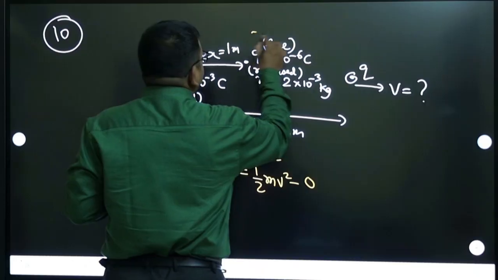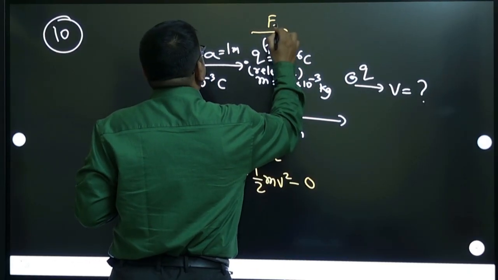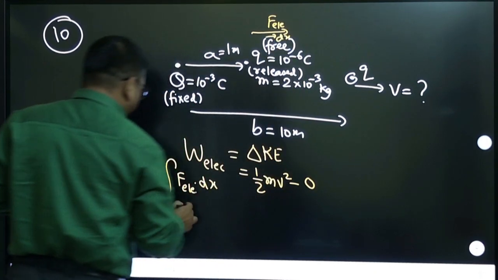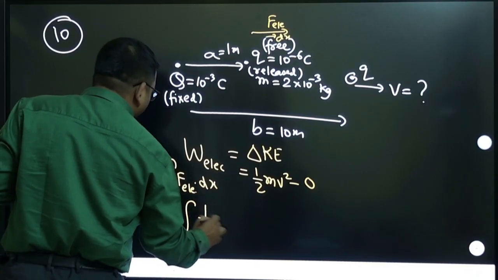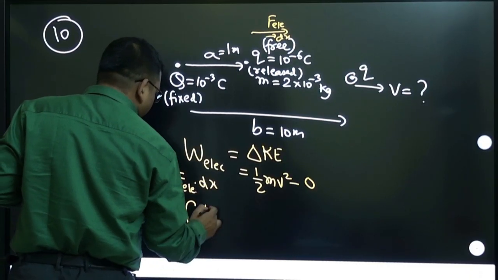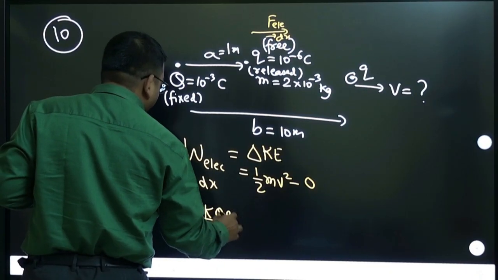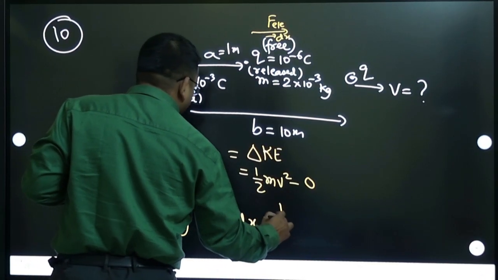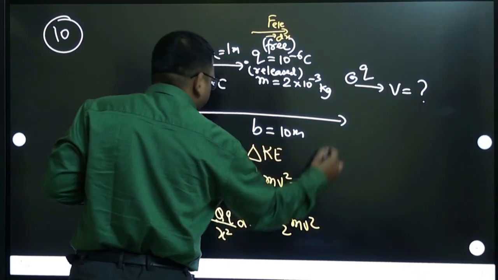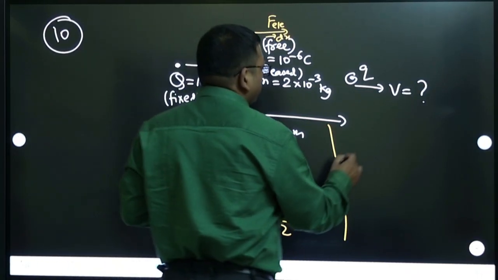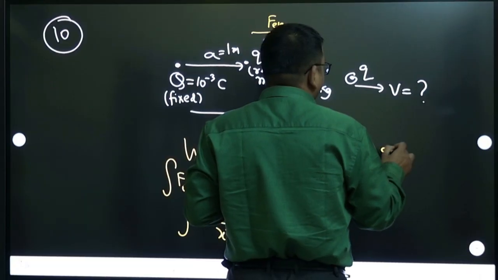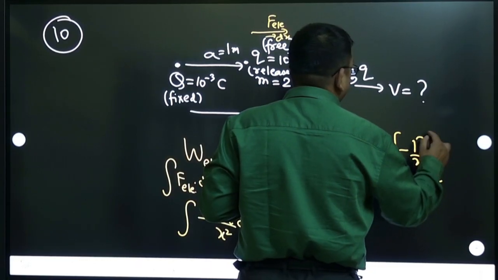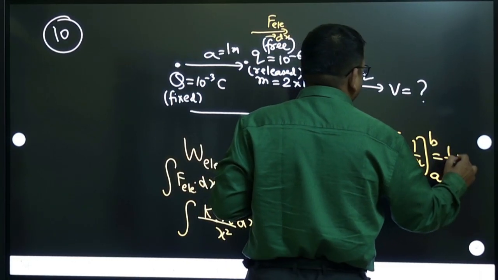So the electric force is acting like this, right? Electric force is acting like this, and dx displacement is happening in this direction. Apply the formula for force, 1 by 4 pi epsilon or small k, Q into q by distance, let us say distance is x square, dx, and this is half mv square. Then you do this integration, so kQq comes out. Integration of 1 by x square is minus 1 by x, and it is going from a to b. That is what is half mv square.